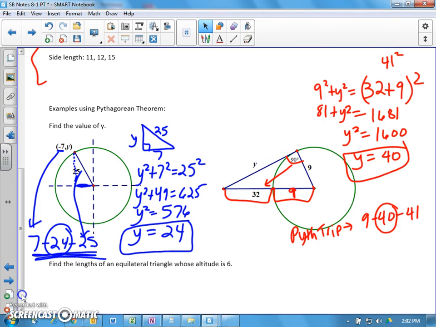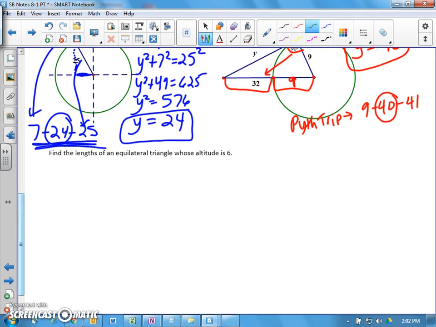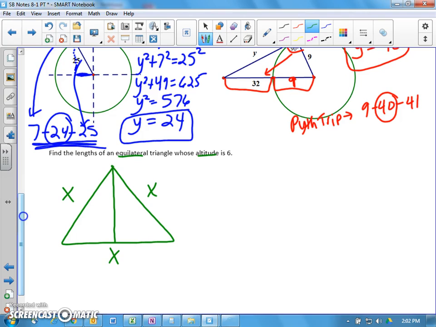One last problem. This one does not give us a diagram. Hopefully you're well trained enough by this point to realize if they don't give you a diagram, you need to draw it. So we have an equilateral triangle, and the altitude is 6. So that means we need to think about what those two words mean. Equilateral means my sides are all the same length. So I'm going to call all of them x. Altitude goes from the vertex to the opposite side and is perpendicular. So there's my right angle. The altitude has a length of 6.